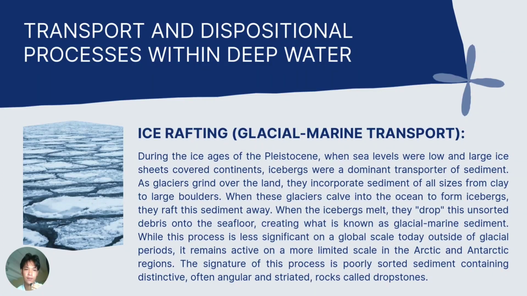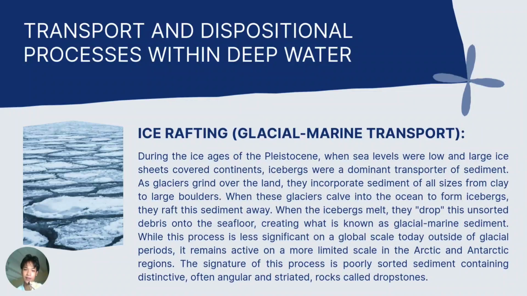And third, we have ice rafting. During the ice age of the Pleistocene, when sea levels were low and large ice sheets covered continents, icebergs were a dominant transporter of sediments. As glaciers grind over the land, they incorporate sediment of all sizes, from clay to large boulders. These glaciers calve into the ocean to form icebergs. They raft this sediment away.